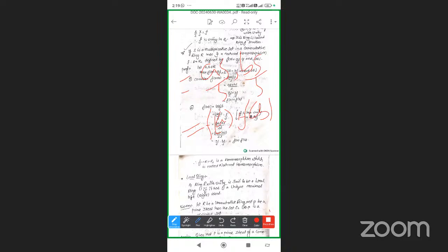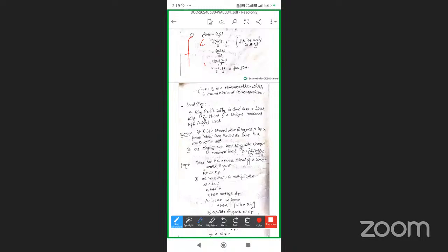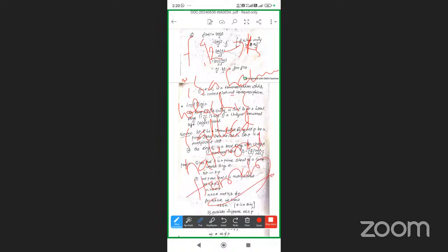So it is clear that f is a mapping from R to RS, and it is a homomorphism, which is called the natural homomorphism. Now we move on to the local ring.